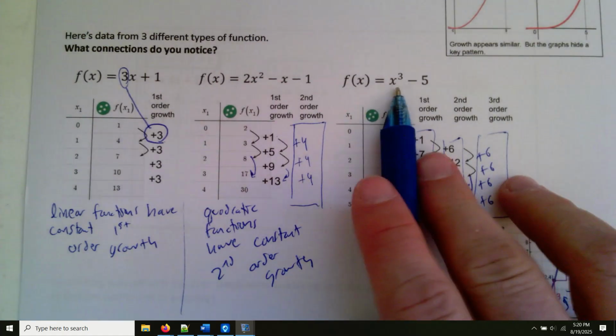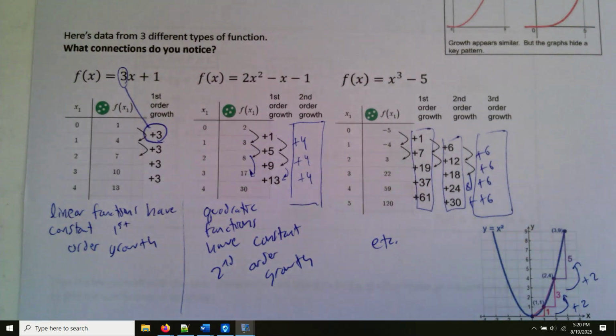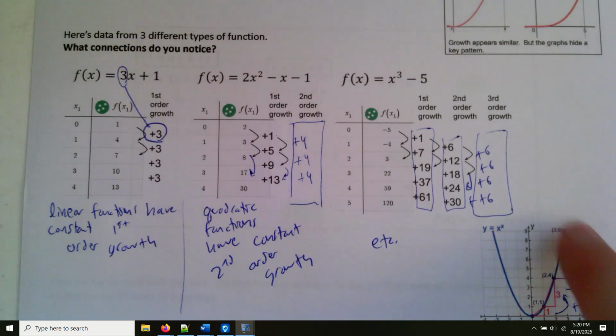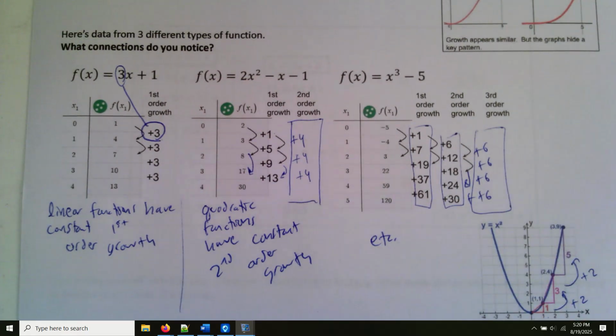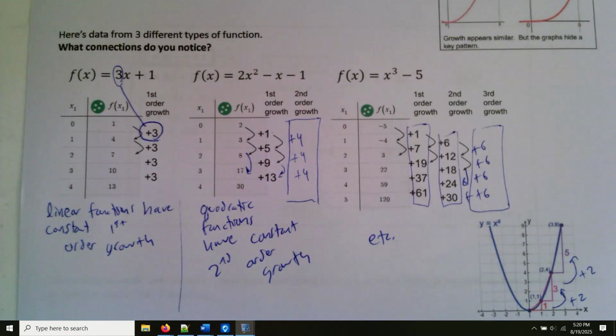You will probably guess an x to the fourth equation has a constant fourth order growth, and that's all true. Just as a side note here, we didn't actually prove that. I'm just telling you that it is true. This connects to a much deeper fact about functions that you'll learn in calculus to do with derivatives.